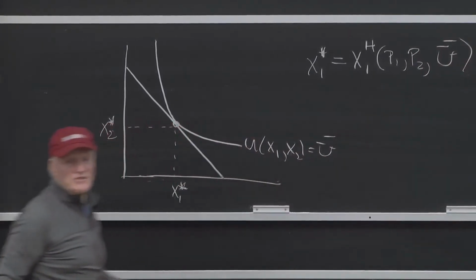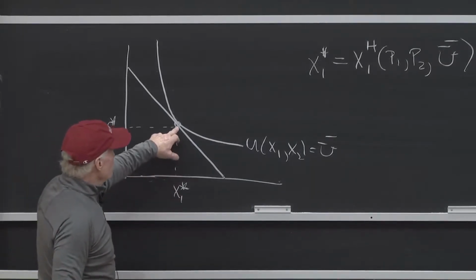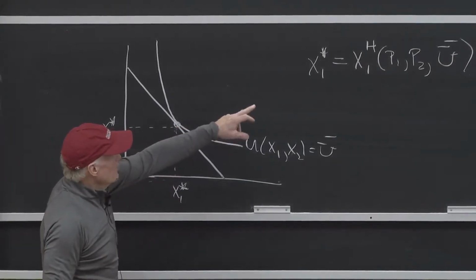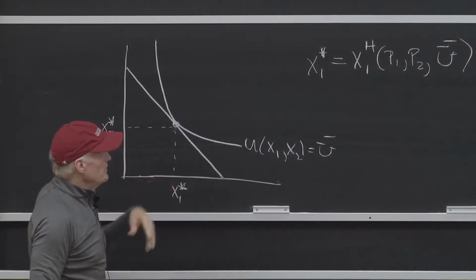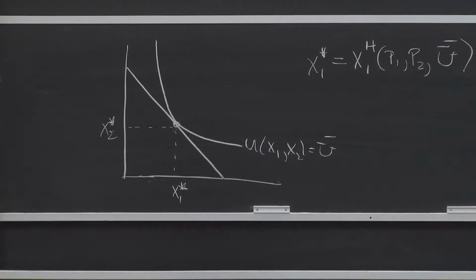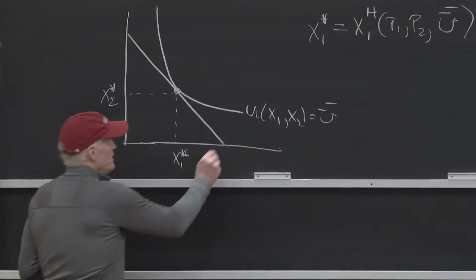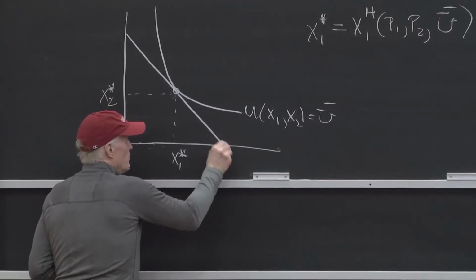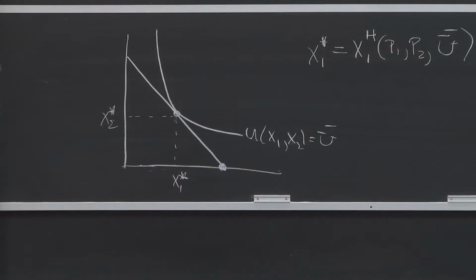That's the definition of the Hicksian demand system, that x1 star is the quantity demanded according to the Hicksian demand curve when prices are P1 and P2 and utility level is U bar. Now, if I wanted to say, well, what does that correspond to in terms of a Marshallian world, the thing to realize is that this point here would be what? What would the value of that point be? How would I write the mathematical number corresponding to that point?